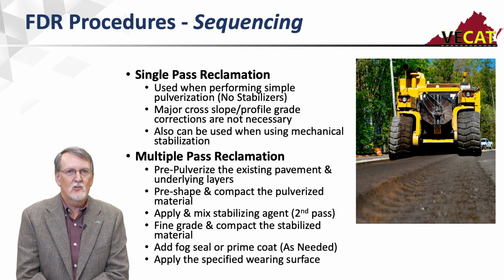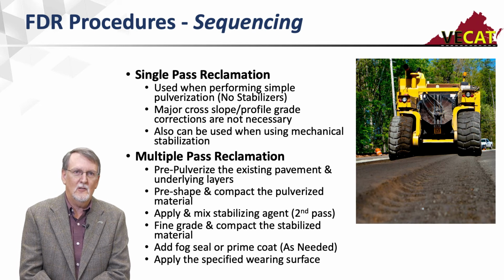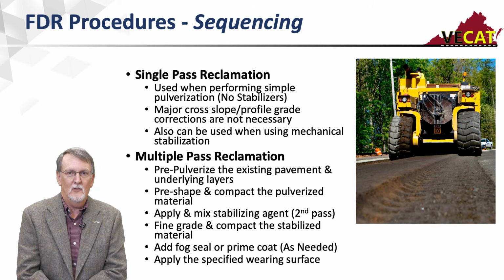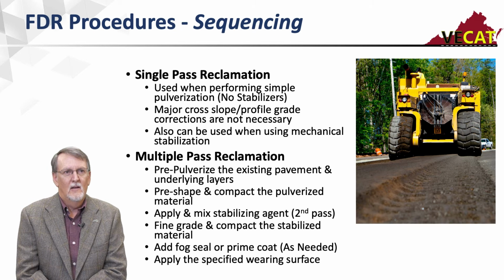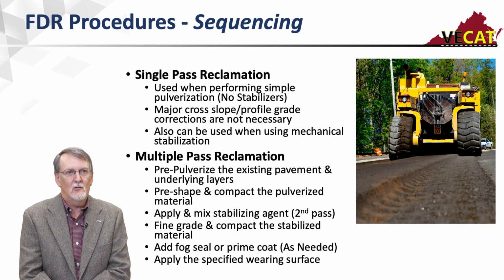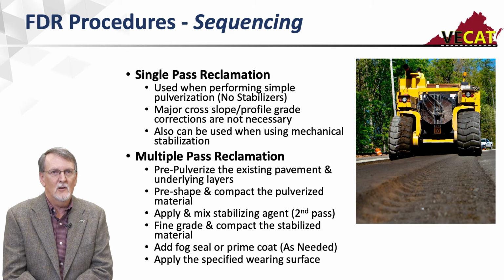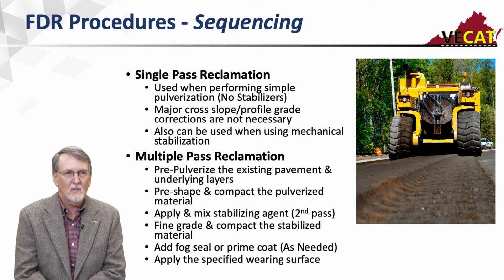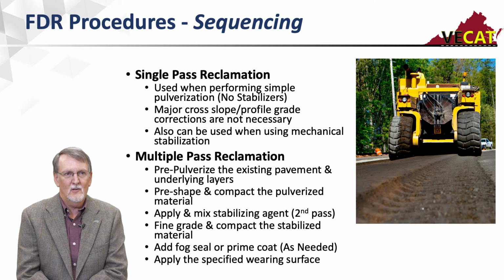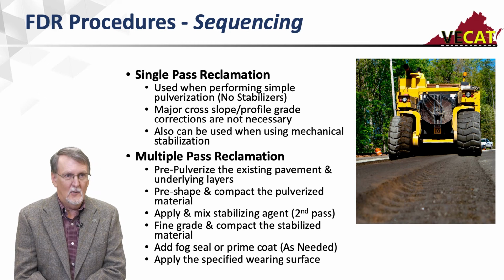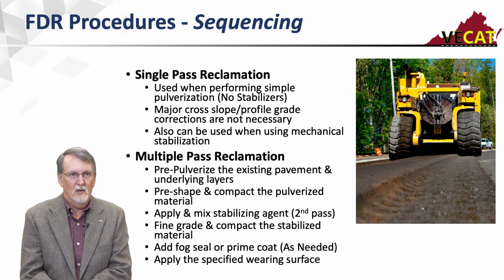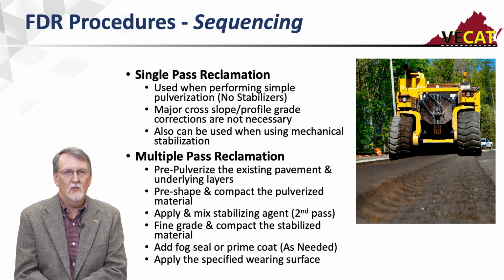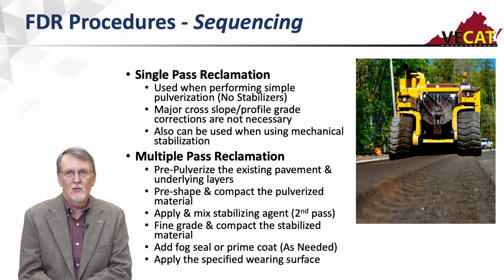Then I'll come in and shape things up, because as you can see, the material fluffs and the tires will sink down a little bit, so I'll blade that back smooth. I might hit a real light rolling on it. And then I'm going to come back with the second pulverization pass, and during this pass, I'm going to inject my stabilizing agent. Then after I've done that, I'll do compaction, fine grading, and then I'm going to cure that surface. I'll either add a fog seal or prime coat as needed, and then eventually I'll apply the specified wearing surface. This is going to go down at high voids. It's going to need some type of a wearing surface to protect it from moisture damage.